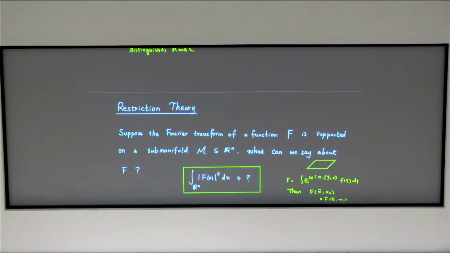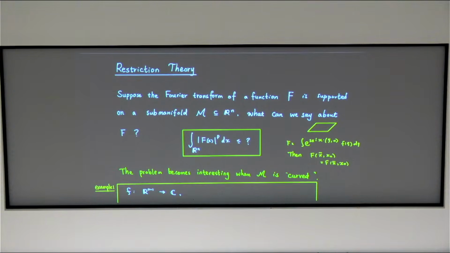So we'll start with restriction theory. Josh already made a very nice introduction in the first lecture. So restriction theory is about studying the functions whose Fourier transform is supported on some manifold M in R^n. So the question is, what can we say about the size of f? What is the L^p norm of f for some p greater or equal than 2, for example?